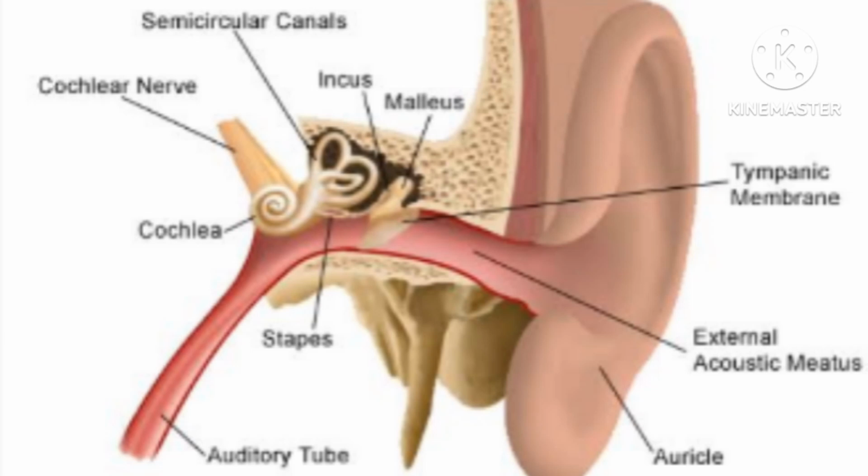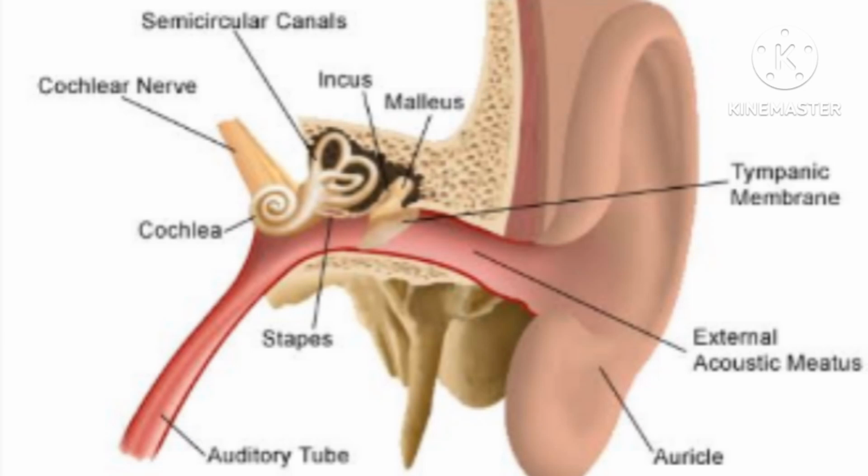The human ear is divided into 3 sections: the outer ear, the middle ear and the inner ear. The outer ear is made up of the ear canal and the ear lobe. The middle ear is made up of the eardrum and the 3 tiny bones that are attached to it. The inner ear is made up of the cochlea and the semicircular canals.